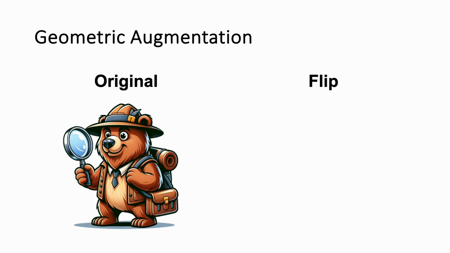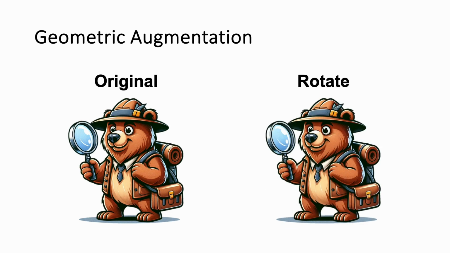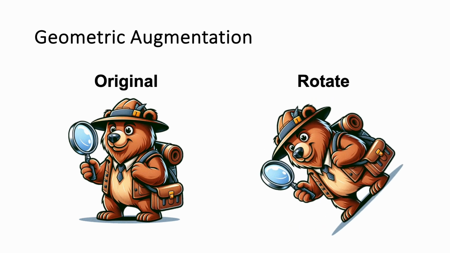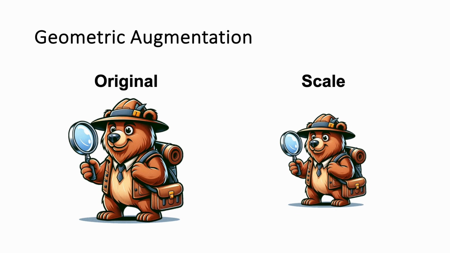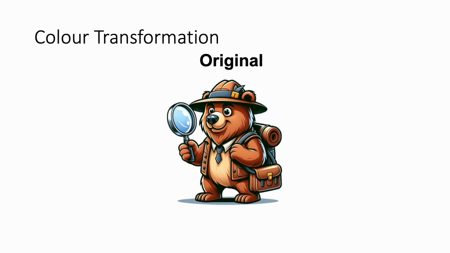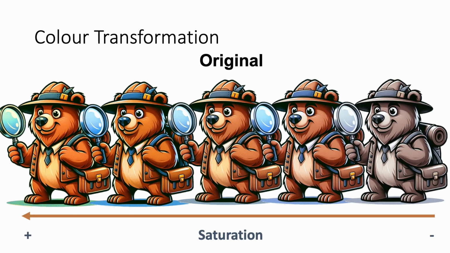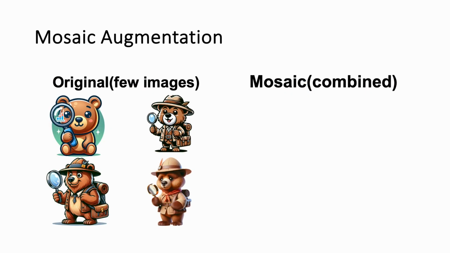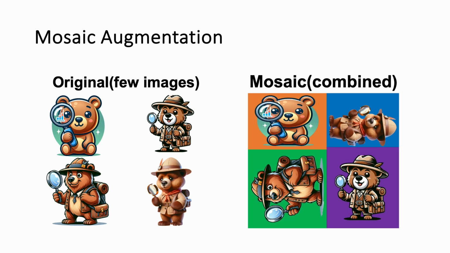Let's start with the traditional data augmentation methods. We have geometric augmentation such as flip, rotate, scaling. We also have color transformation. Here we see saturation being adjusted on our sample image. Lastly, the mosaic augmentation, which is like taking different pictures and putting them together to make a new picture. This helps the computer learn from lots of different things at once.